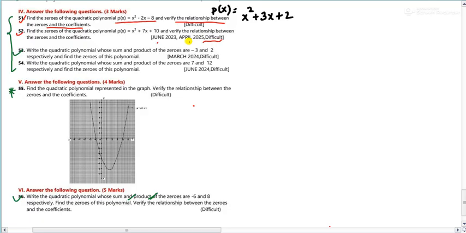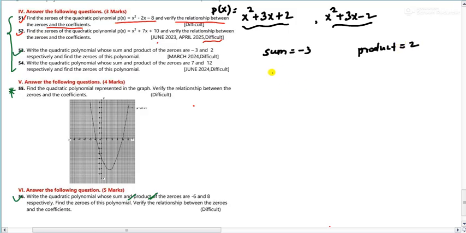x square plus 3x minus 2. Okay, some of you are telling minus 2. Okay, we'll verify this. Let's see. So as per the data, plus 3. Okay, fine. So let me check it. Let's solve. So as per them, the sum is minus 3 and product is 2, correct?